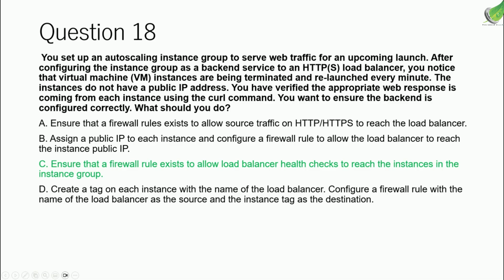This leaves us with option C, which is the correct answer. Google's health checking systems send probes from specific published IP ranges. To allow these probes to reach your instances, you must have a firewall rule that allows incoming traffic from these Google IP ranges on the port your service is running on. Without this rule, the firewall blocks the health checks, causing the instances to be marked as unhealthy and triggering the reboot loop. Therefore, the first thing you should do to fix this problem is C. Ensure that a firewall rule exists to allow load balancer health checks to reach the instances in the instance group.